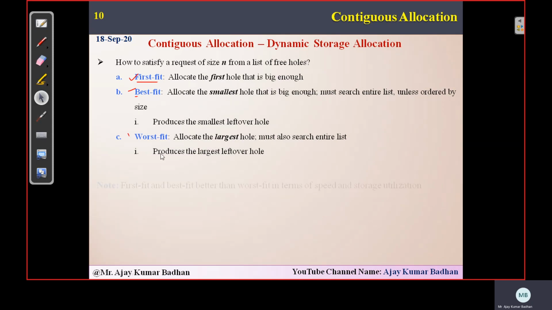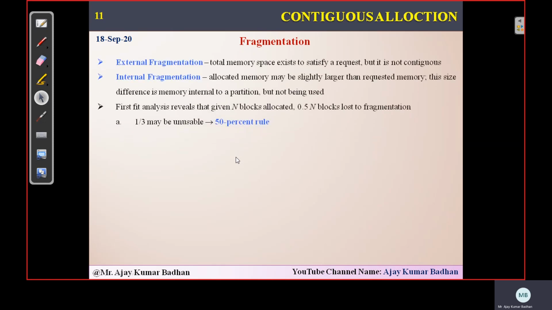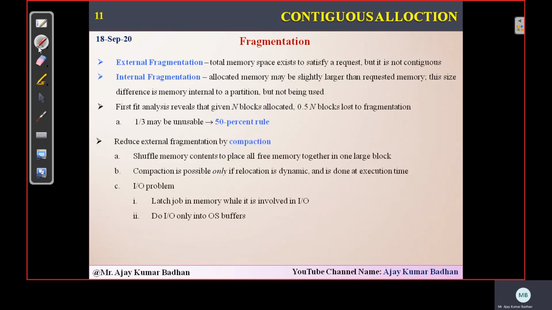The other thing to note is that among these three, first fit and best fit are better in terms of speed and storage utilization. But related to storage utilization, none of them is best. You have seen internal fragmentation. In the same way, external fragmentation also takes place, which I will explain here. What do you mean by external fragmentation? Let us suppose this is the memory you are having.